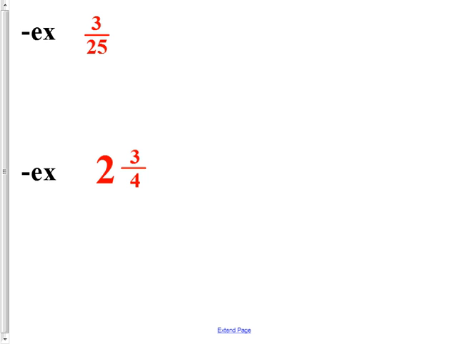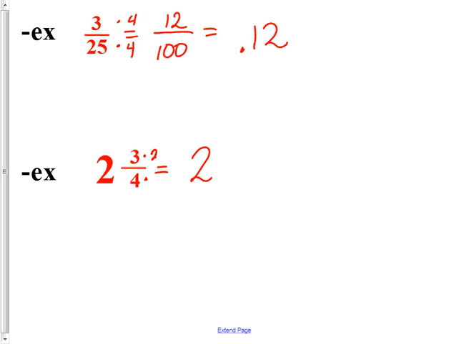Try these, see what you get. Pause while you're doing it, hit play when you're done, and see if you've gotten them correct. All right, so the first one, we can multiply both numerator and denominator by 4, and we're going to get 12 hundredths, the fraction, which is 12 hundredths, the decimal. For the second one, we're going to keep the 2 and we're going to multiply both 3 and 4 by 25, and that's going to give us 2 and 75 hundredths, which is 2 and 75 hundredths.